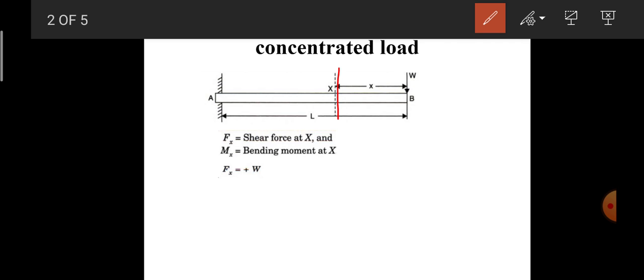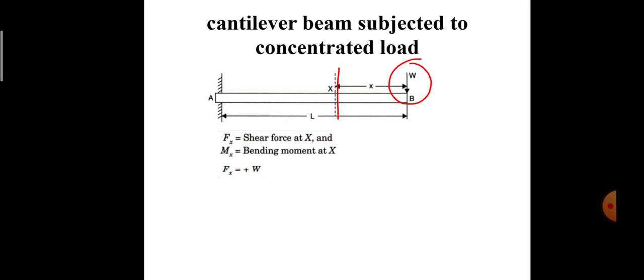So here the only force in the beam is W. W is acting from the right hand side, in the downward direction. So as per our sign convention, the right side support with the downward force is considered to be the positive shear force. So therefore the shear force at section X is considered to be plus W.